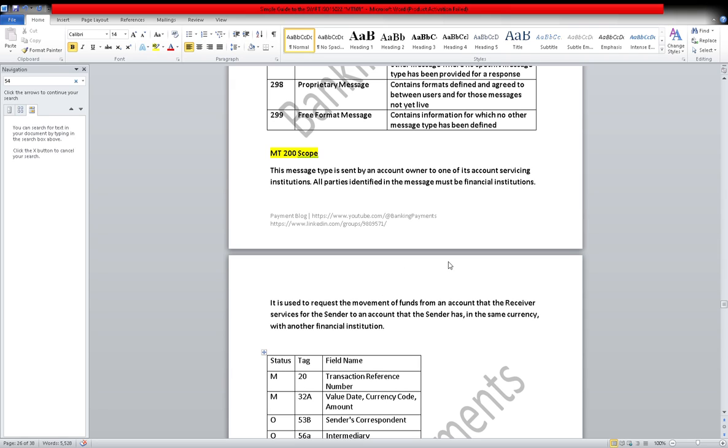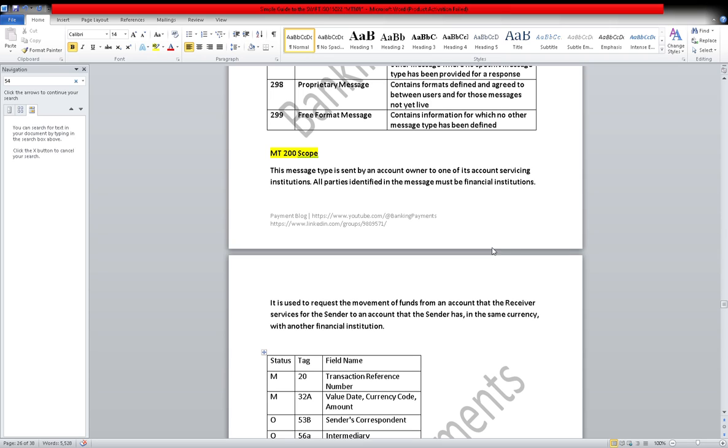Okay, see here, message type is 200. Your receiver is Avenue Amro Bank. Your transaction reference number, which is unique. Your current date and time, and account with institution is 57A. 57A means your receiver bank.